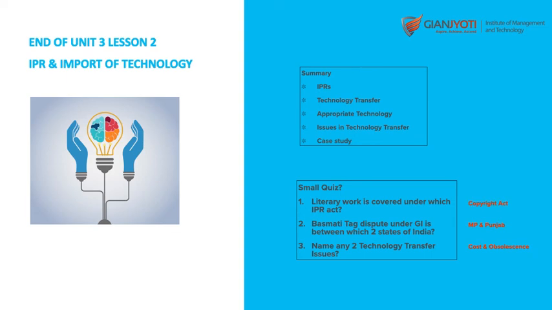So literary work is covered under the Copyright Act. Basmati tag dispute is between Madhya Pradesh and Punjab. And the two most important issues for technology transfer are cost and obsolescence.